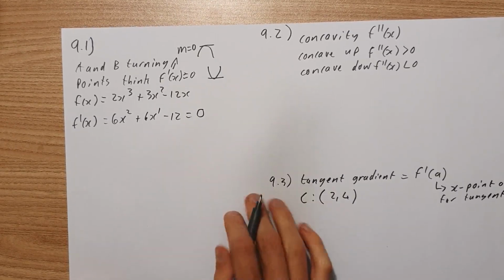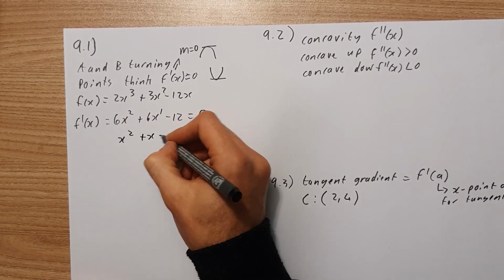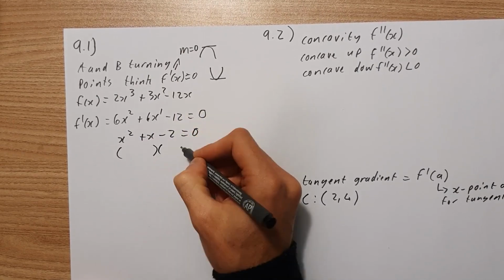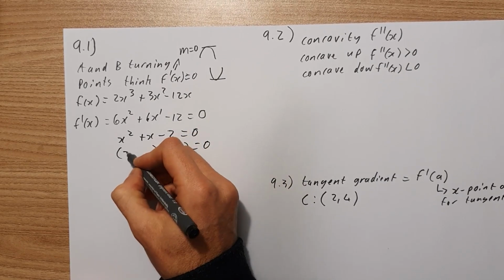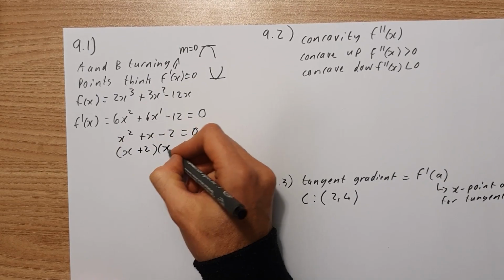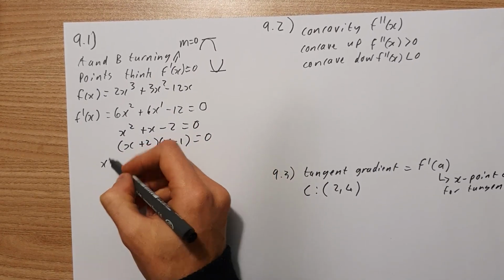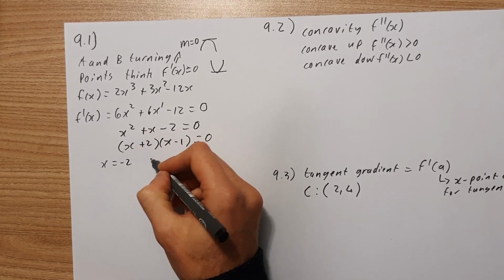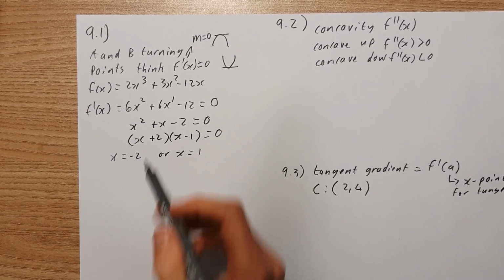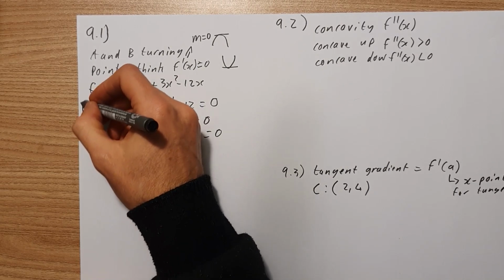So what I'm going to do is divide out by 6. So I'll have x squared plus x minus 2 equals 0. Therefore I'll have the following brackets: x plus 2 and x minus 1. Now we're not done. Even though if we solve this we'll get x equals negative 2 or x equals 1, we're not finished yet because I want the coordinates, which means we need the y values. So now we take these values and plug them back into f of x.